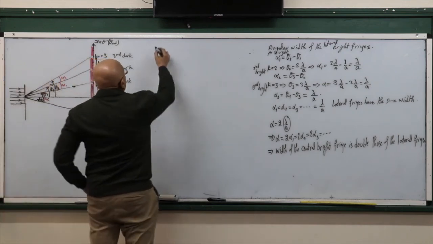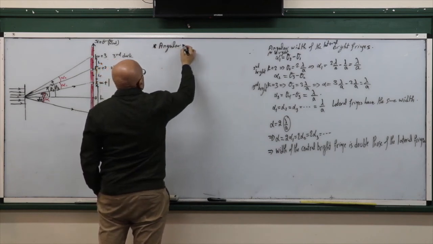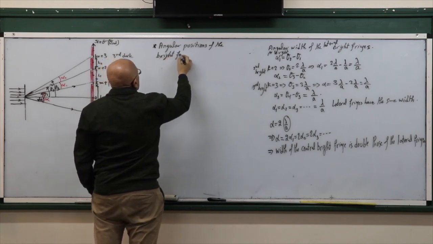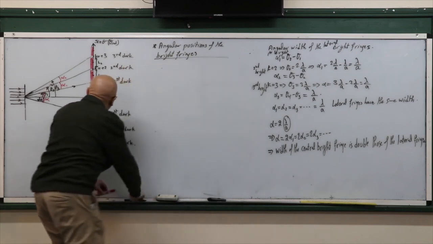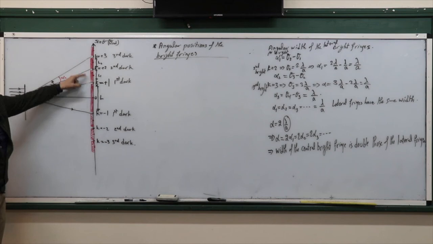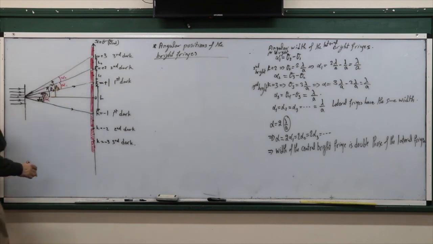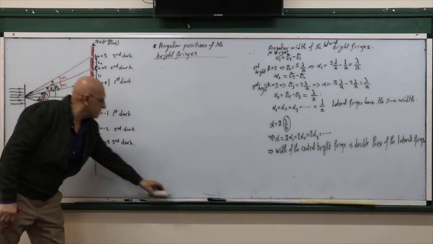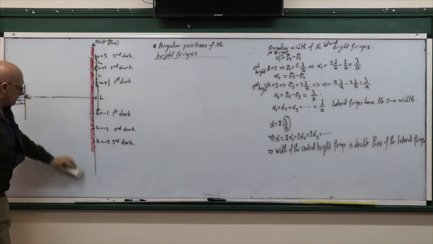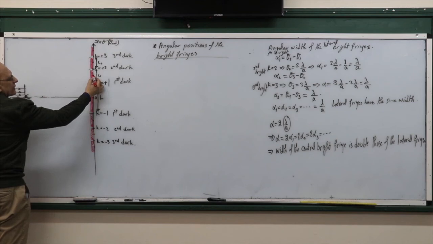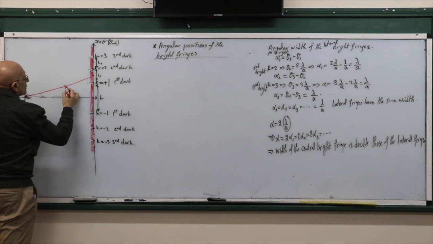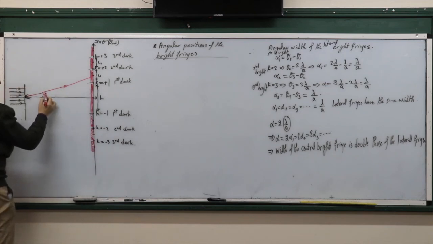So let's write here the angular positions of the bright fringes. As we said, we determine their positions by their centers because they have dimension, not like the dark fringes, which look like a spot. So to determine the bright fringes, I am going to erase here. This is the center of the first bright. So I draw a line from the slit, which represents a ray from the slit reaching this point. I'm going to call it theta B1.